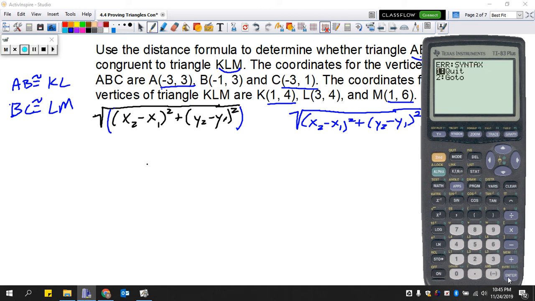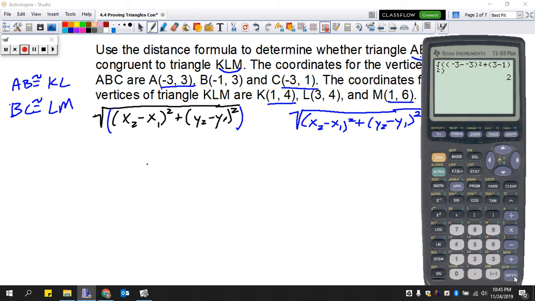and we had an error. Okay, so let's see where there is. Okay, square root negative 3 minus negative 3 squared plus, I didn't put a parentheses there. All right, and put the parentheses, then hit enter, and we end up with 2. All right, so AC is 2. The length of AC is 2.